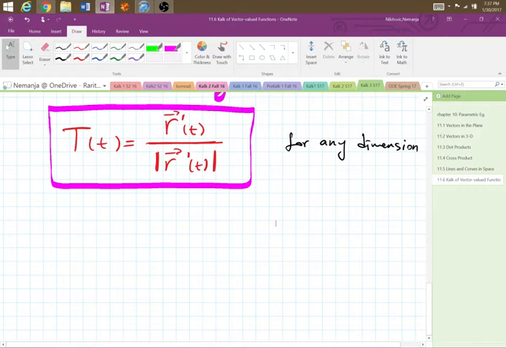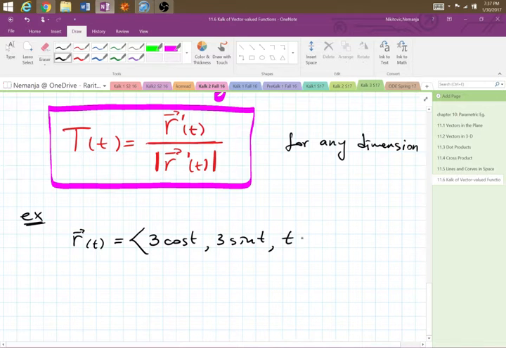Okay, so now here is the example. How about we look at that helix? Why not? For all of you biologists in class. All right. No complaints? Good. So r of t, we'll use the exact one from earlier. So 3 cosine t, 3 sine t, t.